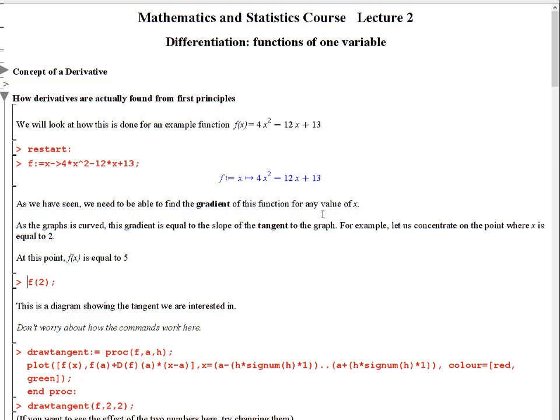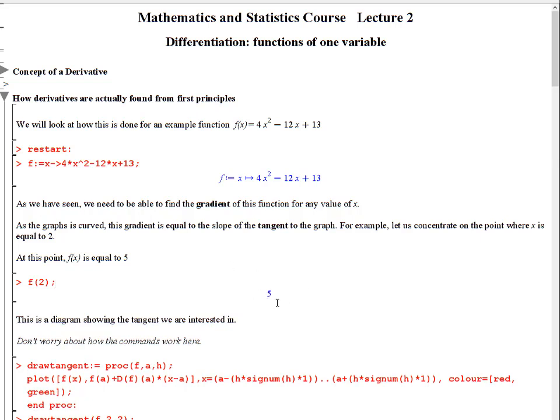So taking x as 2, we want to find what's the slope of this curve, or what's the slope of the tangent. A good starting point is to know, okay, what's the value of the function at x equals 2? So we substitute x equals 2 into this, and we find it's 5. So you can put 2 into here, you get 5.